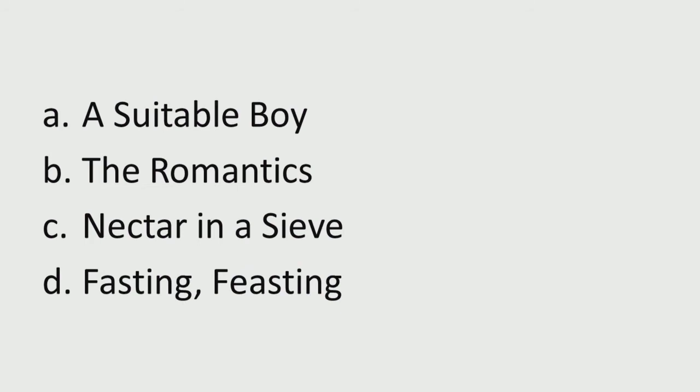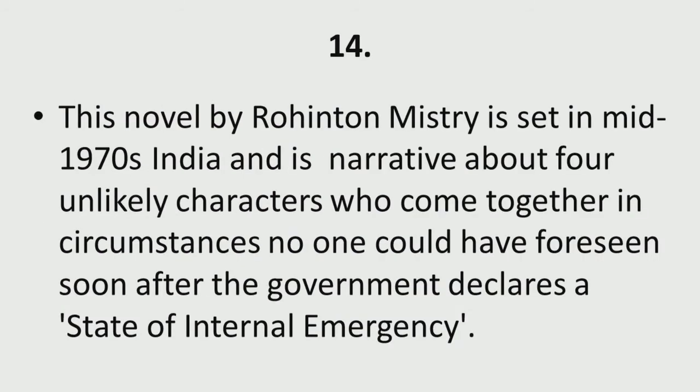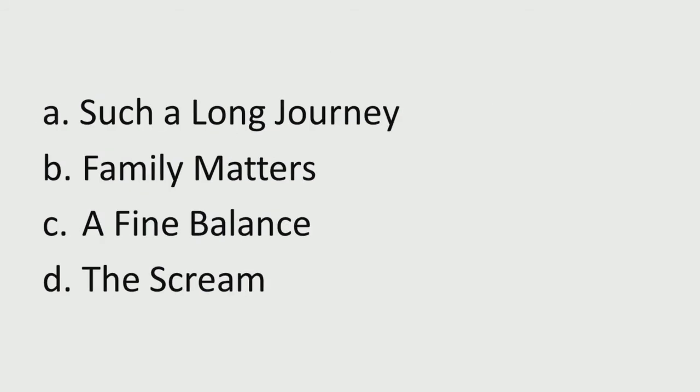D. Fasting, Feasting. Number 14. This novel by Rohinton Mistry is set in mid-1970s India and is a narrative about four unlikely characters who come together in circumstances no one could have foreseen soon after the government declares a state of internal emergency. A. Such a Long Journey. B. Family Matters. C. A Fine Balance. D. The Scream. So, which novel are we talking about?